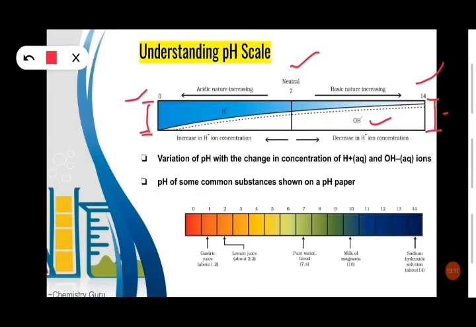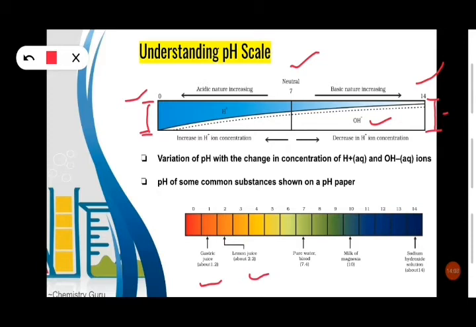So it will show depending on the concentration of the hydrogen ions or the hydroxide ions. We have taken some examples of some common substances over here. See, gastric juice is acidic in nature. It is showing that the pH of gastric juice is 1.2, right? For lemon juice, it is about 2.2.